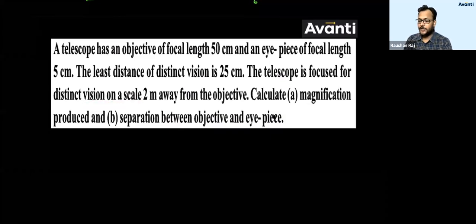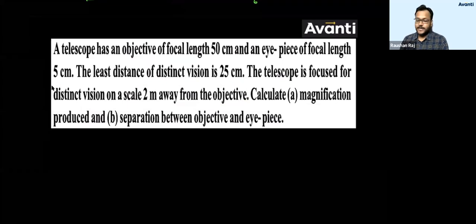And secondly, as you can read the question, बच्चा लोग जल्दी से question को read करो. A telescope has an objective of focal length 50 centimeter, eyepiece of focal length 5 centimeter. Everything looks normal. The least distance of distinct vision is 25 centimeter. Very good, no problem. The telescope is focused for a distinct vision on a scale 2 meter away from the objective. This is fishy. ये यहाँ पे थोड़ा गड़बड़ किया है.